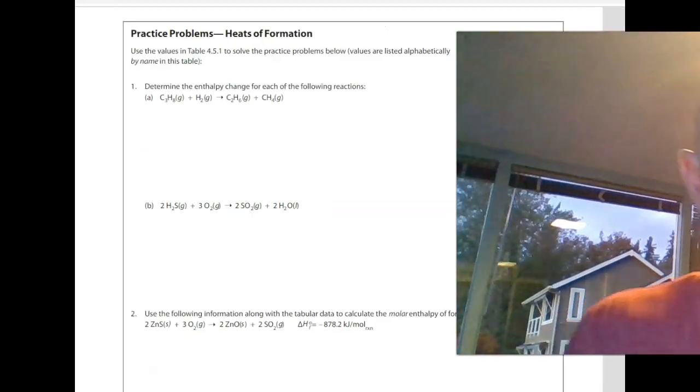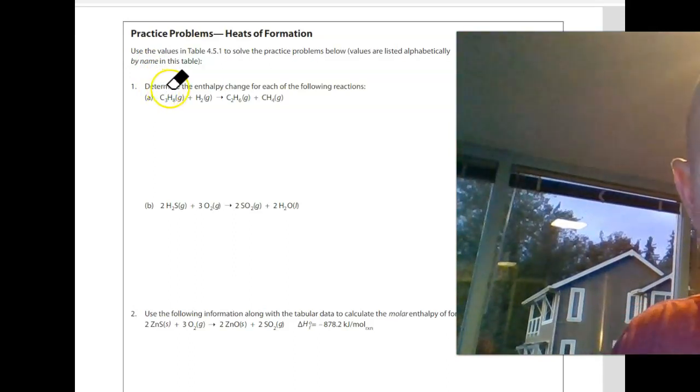So we're now on page 215 of our ebook, and we're going to do practice problem 1 here on page 215. It's telling us to use the values we just saw in that table, 4.5.1, to solve this. And it says to determine the enthalpy change for each of the following reactions.